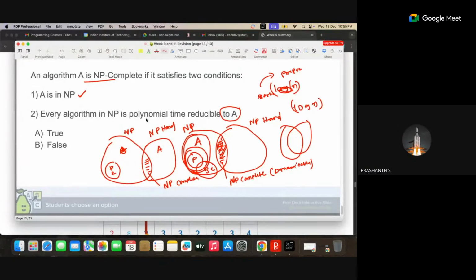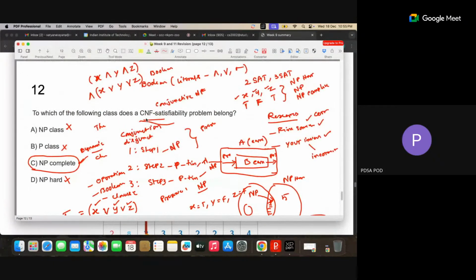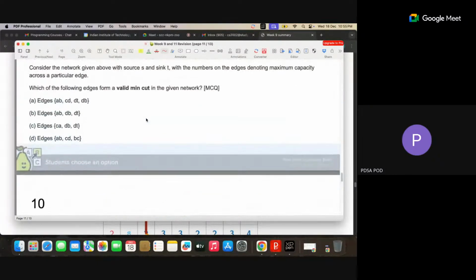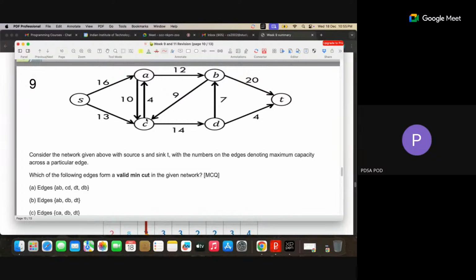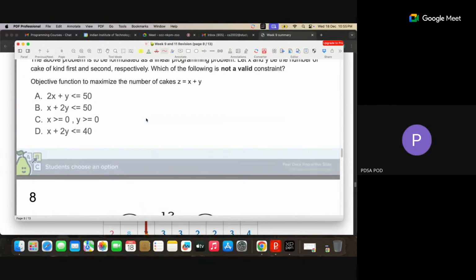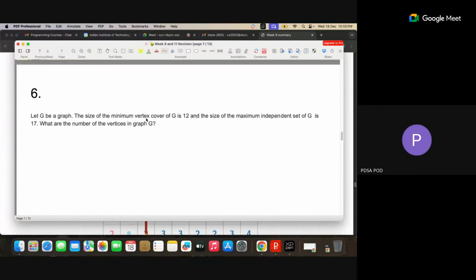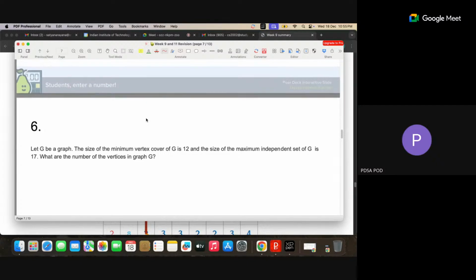So you mean the problems will not be asked? No, we don't ask you the problems. We only ask theory, only theoretical concepts. Regarding classification of problems, we will ask you theoretically about NP-hard, NP, and NP-complete. And regarding linear programming, we ask a real-time scenario with literals, variables, objectives, and constraints. And regarding network flow, we ask maximum flow and minimum cut. That's it about week 11. That's it.